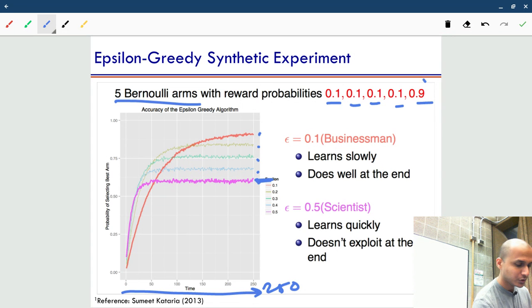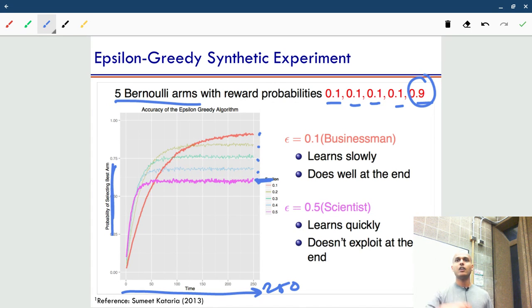So with 0.5, what are you supposed to do? You're always supposed to pull the fifth arm. On the y-axis, I'm showing the probability of selecting the fifth arm. How often do I select the fifth arm? You can imagine if epsilon is 0.5, even if I know the true values, 50% of the time I'm going to pick the fifth arm and 50% I'll pick random. That's because epsilon is 0.5. Even if I know the true estimates, I'll only pick the best guy 50% of the time.